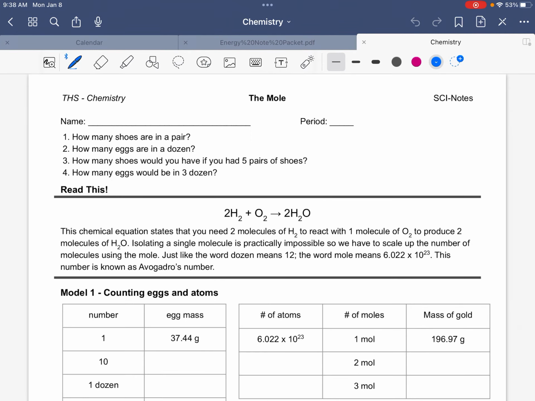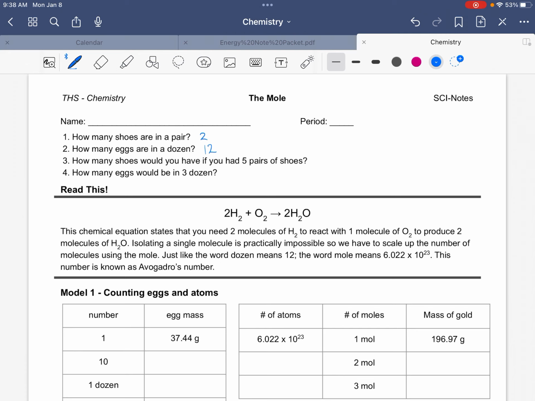For example, you probably all know these different types of terms. How many shoes are in a pair? We would have 2 shoes for 1 pair. How many eggs are in a dozen? We know that a dozen means 12, so 12 eggs.